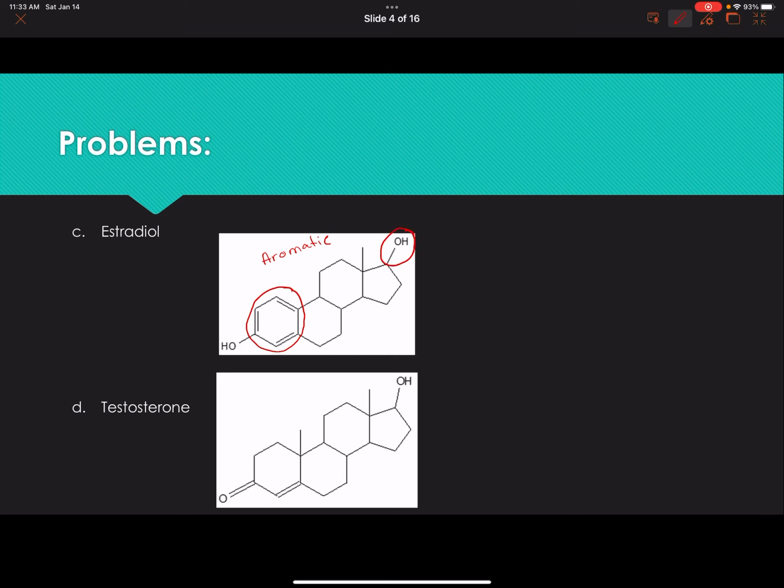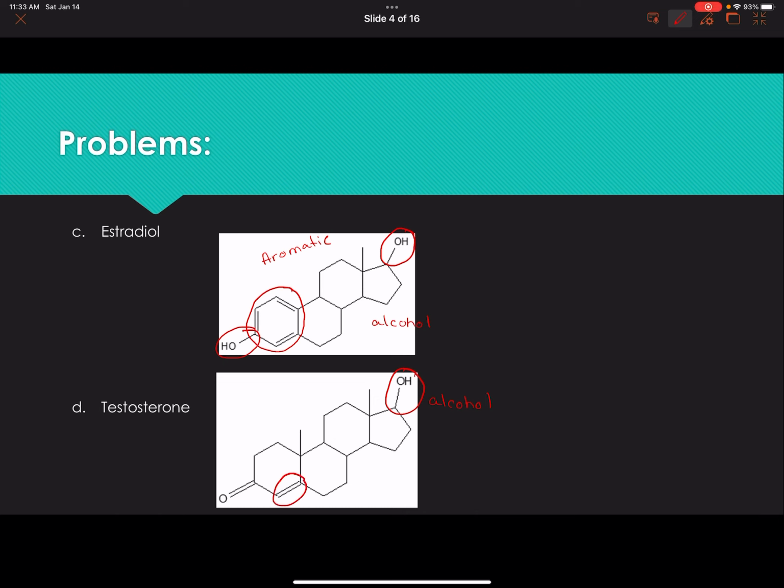I have an OH. I have an OH. So it is also an alcohol. With testosterone, I also see the OH. So it's an alcohol. Again, all of these rings that we see, there's not the alternating double bonds. So those are not aromatics. Those are just regular old carbon-carbon bonds.